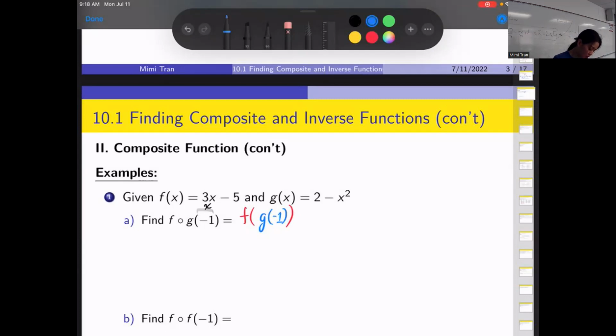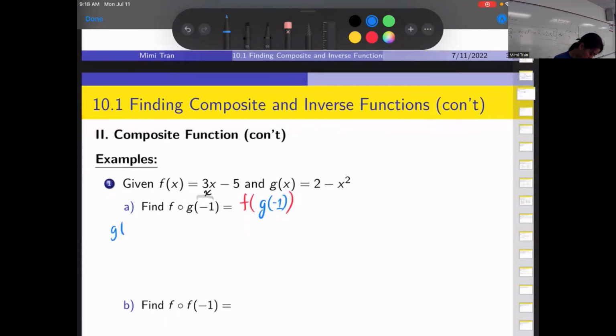So let's find G of -1. You plug in -1 for function G. G of X is 2 minus x squared, so that means 2 minus something squared, and that something is -1. 2 minus (-1) squared is +1, so 2 minus 1 is 1. That means G of -1 equals 1.